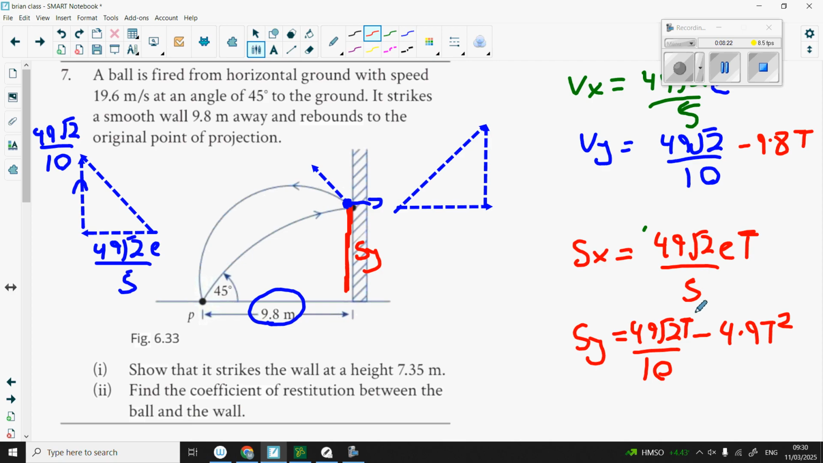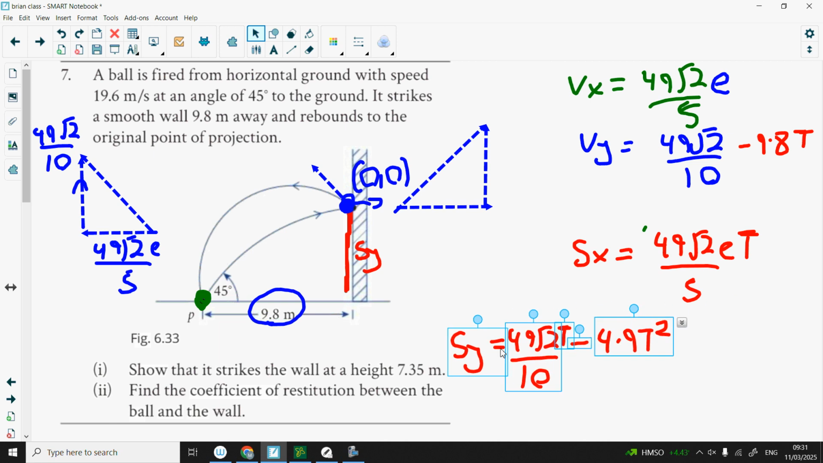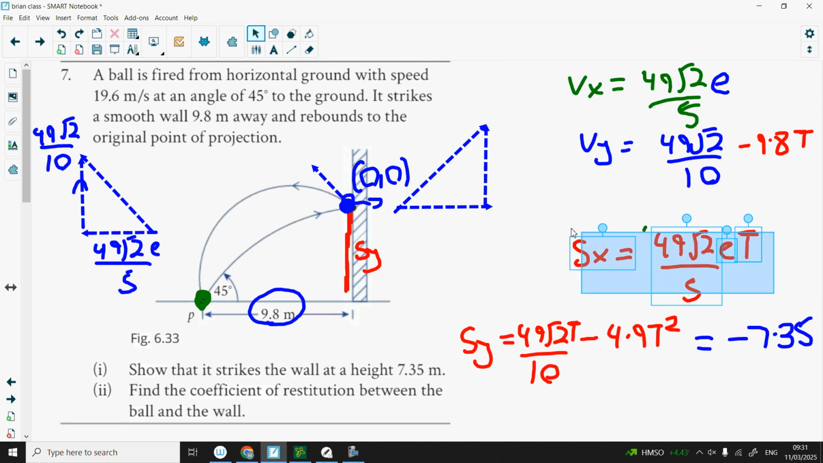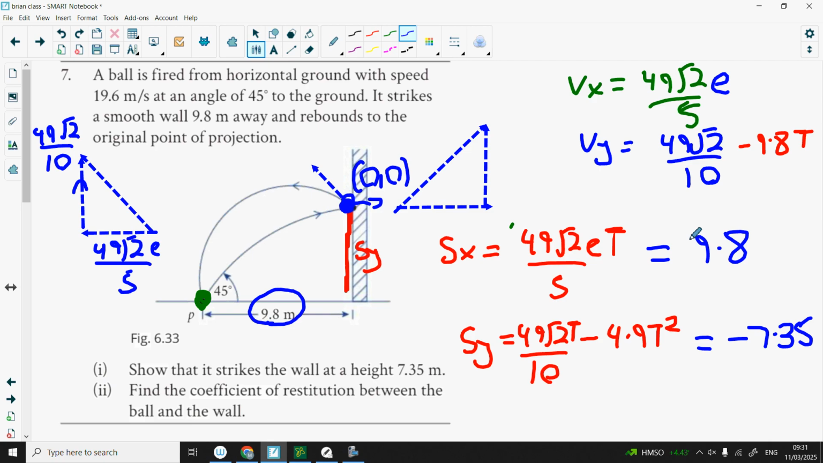Just remember to put t here. Thank you. Okay, to finish this question, we reset our starting point at 0, 0. Our Sy equation at the time of flight, our Sy is actually equal to minus 7.35. At the same time, our Sx is equal to what? 9.8. And guess what? Both these times are the same.